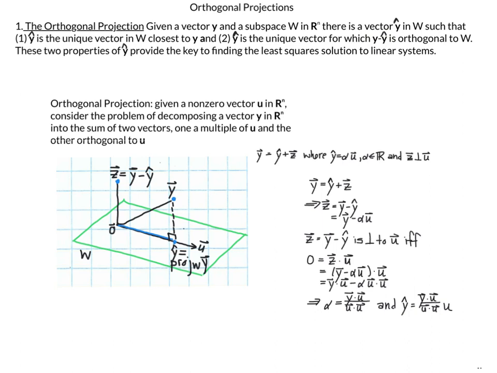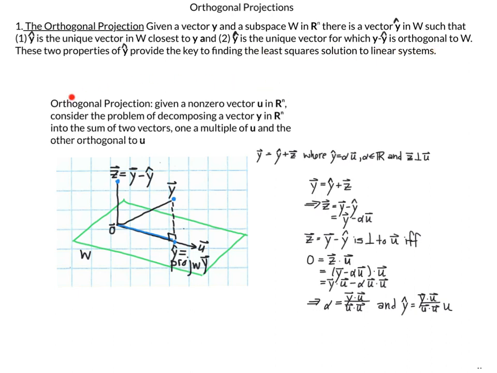So it's the unique vector closest to y, and y hat is also the unique vector for which y minus y hat, which we're going to call the vector z, is orthogonal to W. And so you see that y is equal to z plus y hat. So y is a linear combination of z and y hat. These two properties, being closest and being the unique vector for which y minus y hat is orthogonal to W, provide the key to finding the least squares solutions to linear systems, which we'll introduce later in this video.